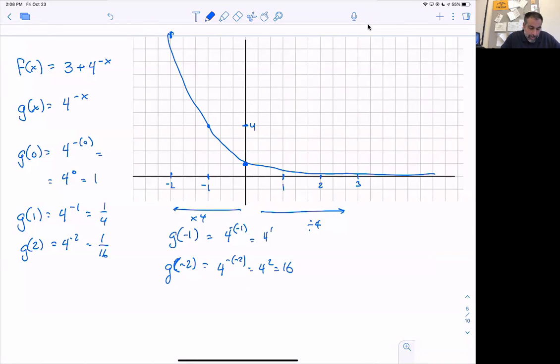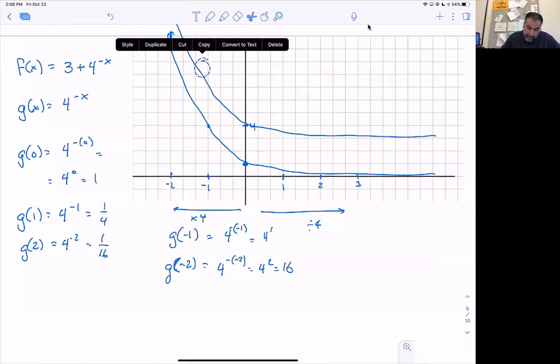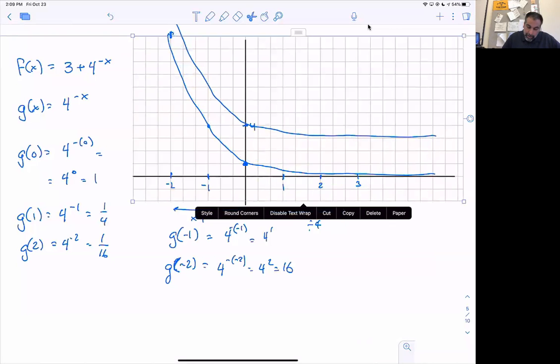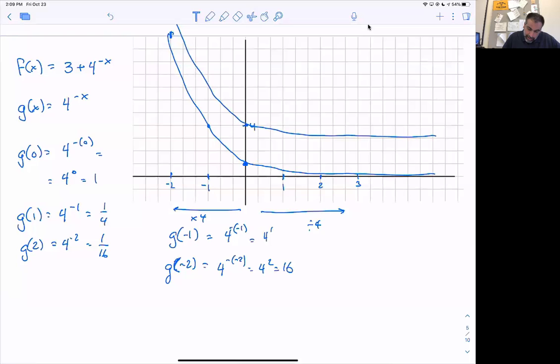I asked to do 3 plus 4 to the negative x. So what that's going to do is it's going to duplicate that exact graph, but it's going to move it up 1, 2, 3. It's going to move it up just to there. So it's going to take that exact same shape and move it up. So the second graph we just did is f of x equals 3 plus 4 to the negative x. The first graph we did was g of x equals 4 to the negative x.